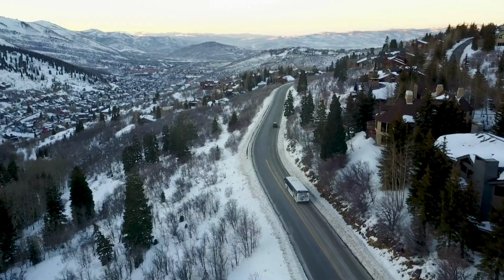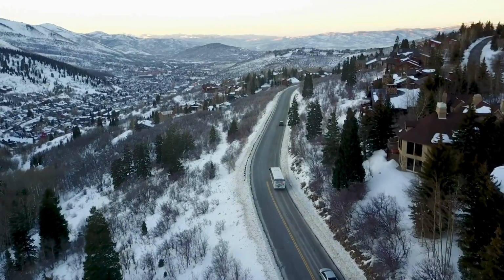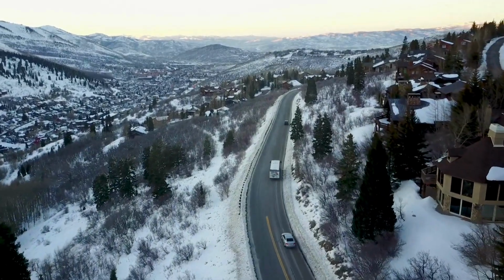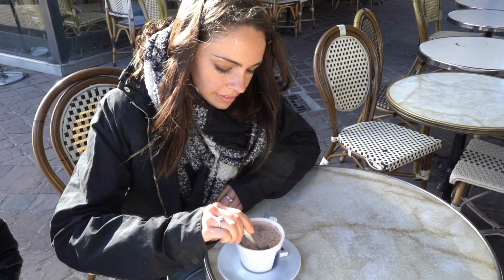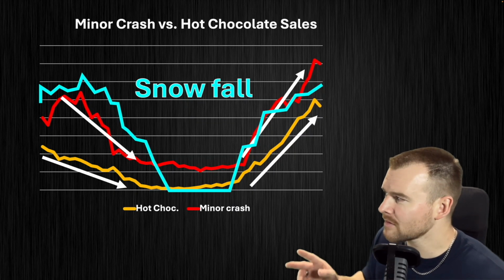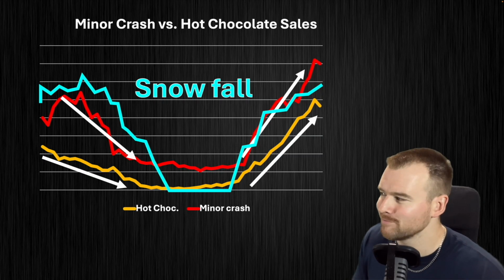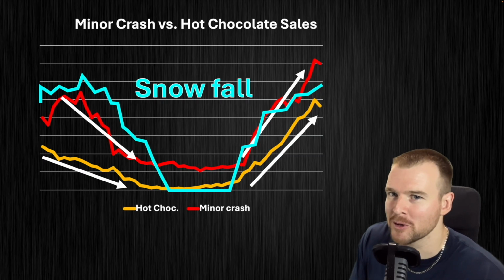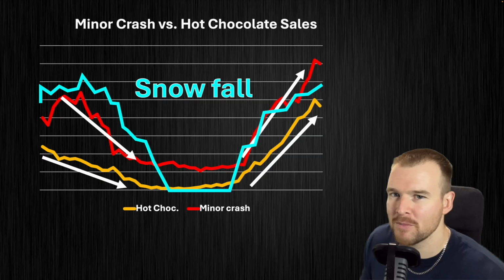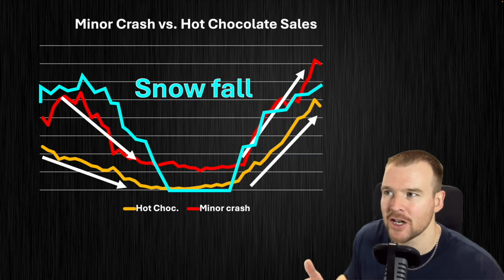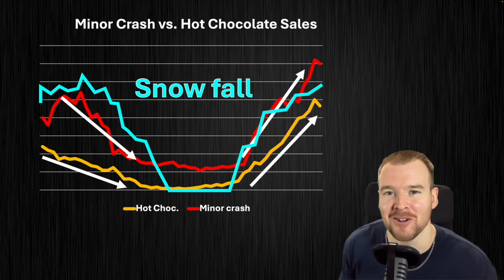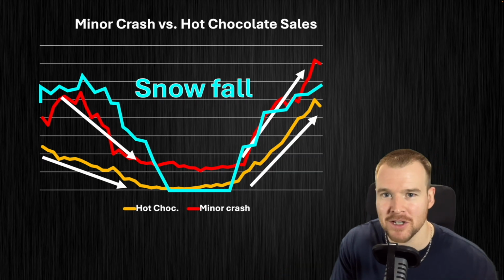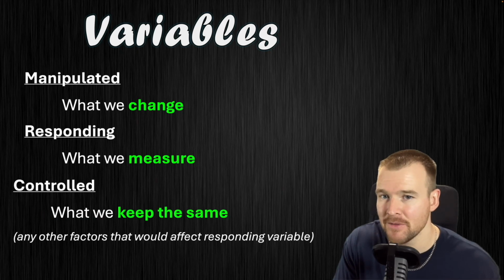The snowfall could make driving more difficult because there's going to be ice and snow on the roads. But also when it's colder, that's when people are going to be drinking more hot chocolate. So it seems like the snowfall and the temperature probably are causing both of these. I don't think the hot chocolate's really impairing people for driving. So that's just showing that we also have to be aware of other things that could be affecting our result, affecting our responding variable.